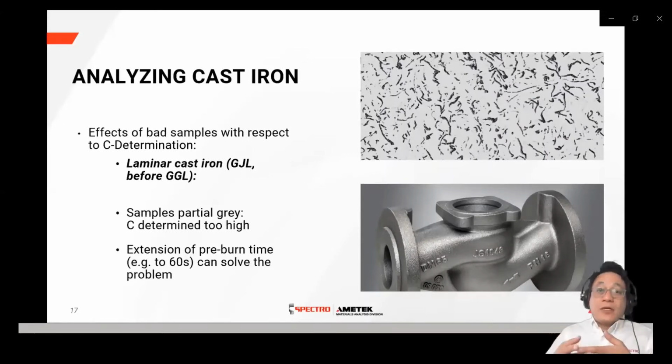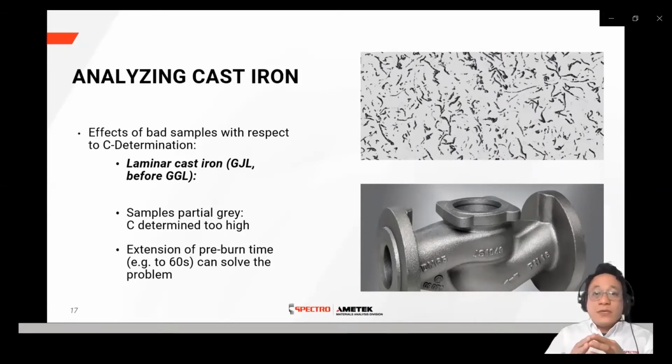Starting with laminar cast iron, these samples are typically partial gray. Analyzing these samples, the carbon determination is always too high. For this kind of cast iron, an extension of the pre-burn time to around 60 seconds can solve this problem. Another workaround would be to analyze a few times on the same spark spot without moving the sample until the carbon value gets stable. Laminar cast iron represents approximately 60% of the total cast iron production.